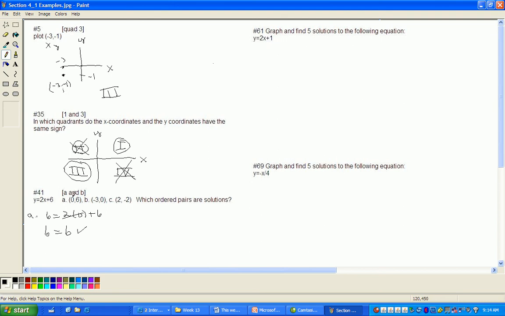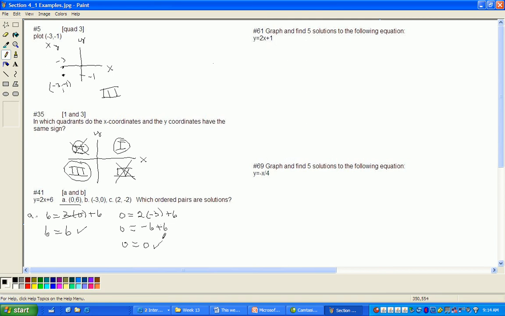Let's look at B. Everywhere we see an x, we'll put -3. Everywhere we see a y, we'll put 0. 0 is equal to 2 times -3 plus 6. So of course the 0 stays. 2 times -3 is -6 plus 6. 0 on the left. -6 plus positive 6 equals 0. So sure enough, this works too. This is true. So B is also an answer.